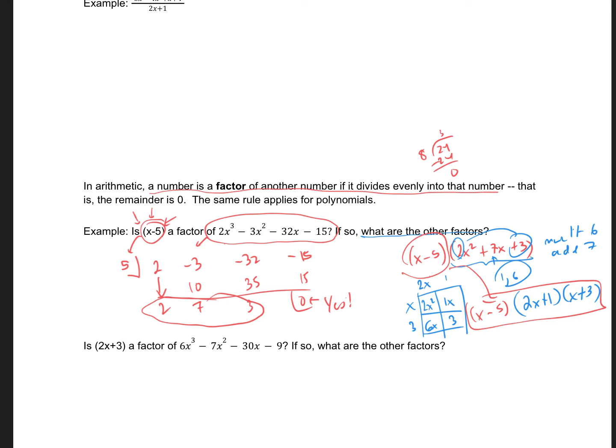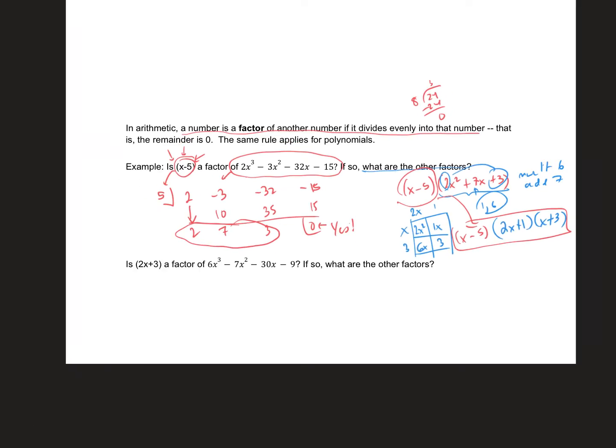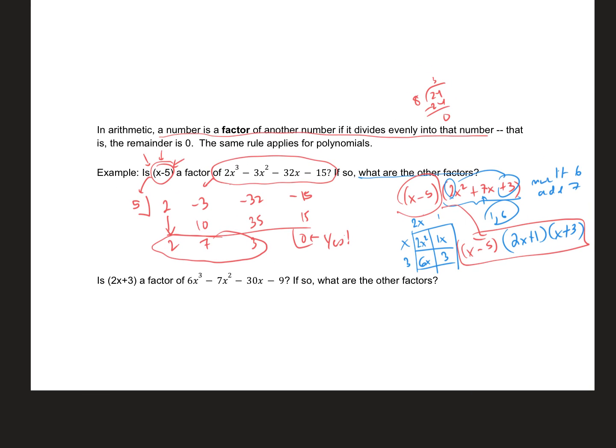I'd like you to pause the video, try the problem below by the same method, and then unpause the video and see how I work it out. Okay, so let's look at this bottom problem. So again, I'm going to divide this polynomial by this binomial and see if I get a remainder of 0 to see if it's a factor.